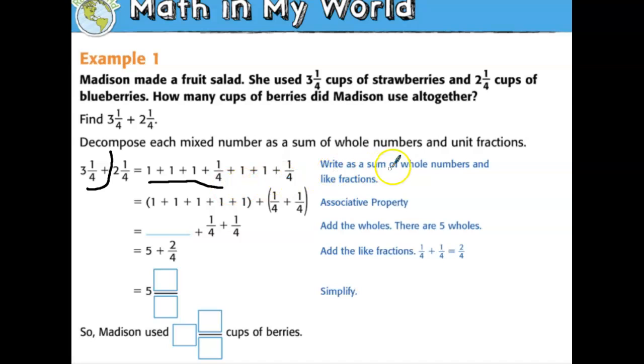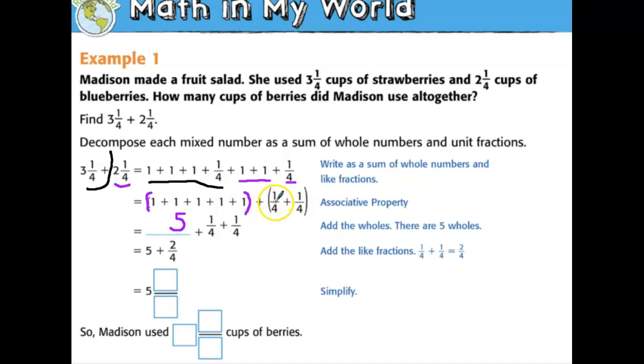Okay? And now we're going to take a look at the 2 1/4 and we're going to decompose that. So that breaks down to 1 plus 1 plus 1/4. Are you with me? All right, and then the associative property means that I can group them. So if I put all of my whole numbers together, I have 1 plus 1 plus 1 plus 1 plus 1. So I have 5 wholes.